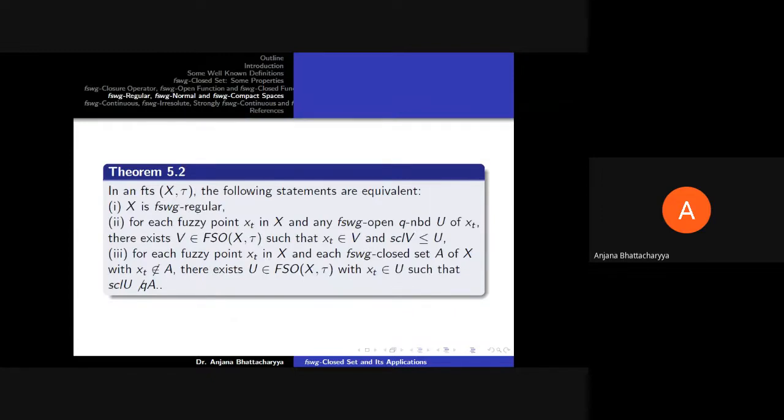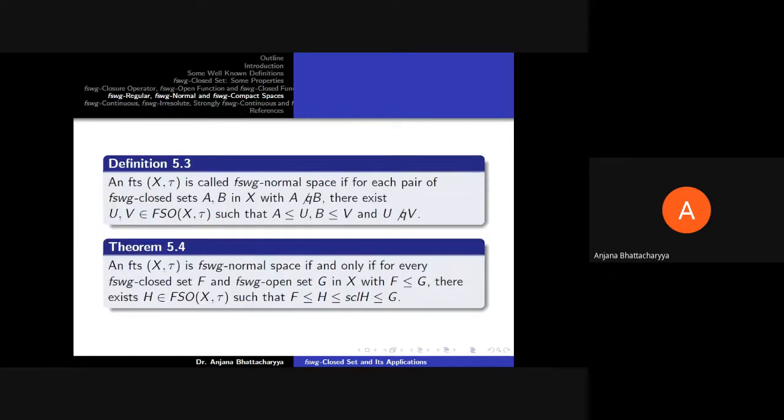X is FSWG regular if and only if for each fuzzy point xt in X and any FSWG open Q-neighborhood U of xt, there exists a fuzzy semi-open set V containing xt and semi-closure of V less than or equal to U. If and only if for each fuzzy point xt in X and each FSWG closed set A of X not containing xt, there exists a fuzzy semi-open set U containing xt such that semi-closure of U is not Q-coincident with A.